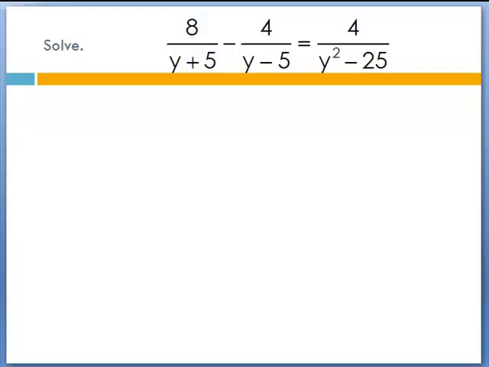We're going to solve 8 over y plus 5 minus 4 over y minus 5 is equal to 4 over y squared minus 25. So our goal is to solve for y. And right now we have y in the denominator. So we want to not have the y in the denominator, and we want to find out what it is. So we first want to find the LCD.